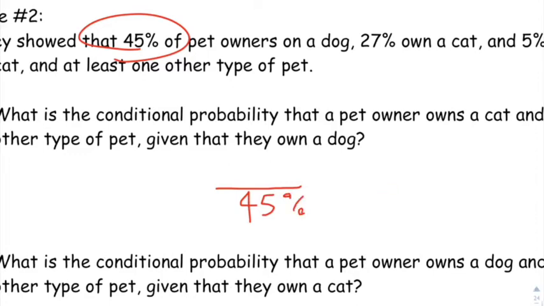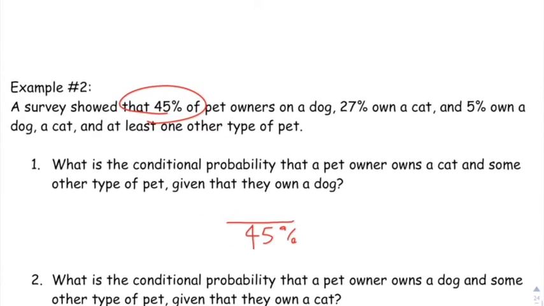And then we're going to look at those people that own a dog, a cat, and at least one other type of pet. So that's that 5%. And we'll write that as 5% right there. You can convert them both to decimals if you would like. And then when you simplify that down, it'll be about 11%. Okay, so that's comparing the people that not only own a dog, but own all the other stuff, given that they own a dog in the first place.